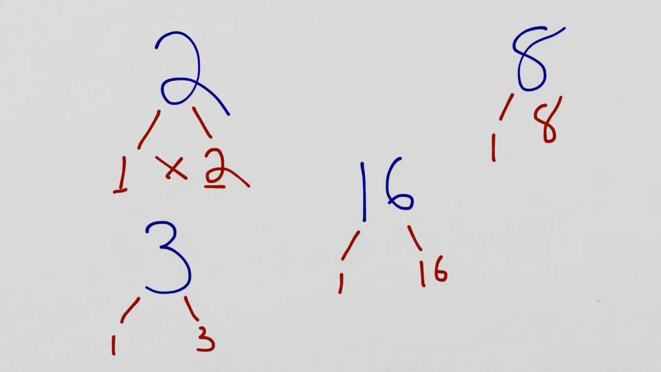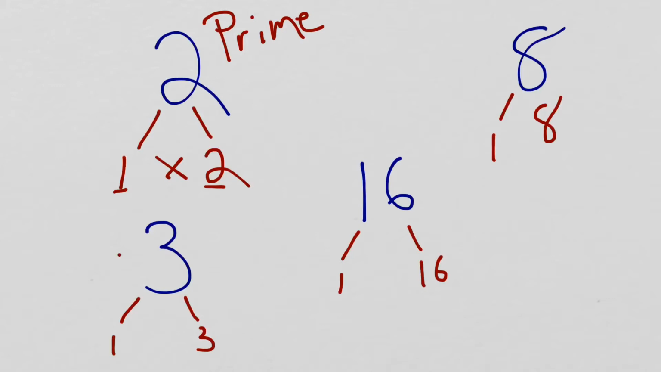Now the question is, are those all the factors that a number has? And that's what makes the difference between prime and composite. Can you think, for the number 2, of any other factors other than 1 and 2? Any other numbers other than 1 and 2 that multiply together to get 2? No, there aren't any. So that means 2 is prime.